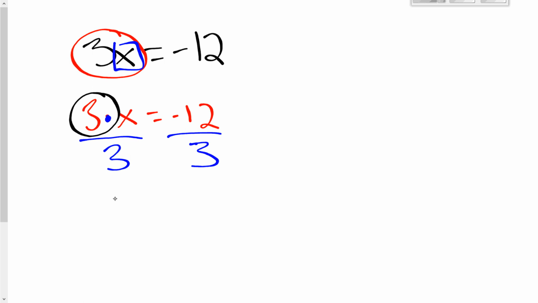3 divided by 3 is 1. We'll still have that x come down equals negative 12 divided by 3 is negative 4. And this can be written as just x equals negative 4. And that is how we do it.